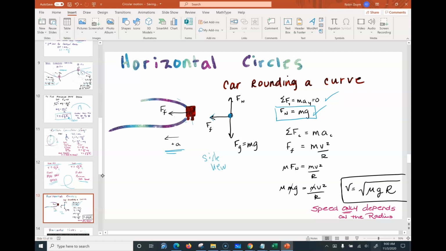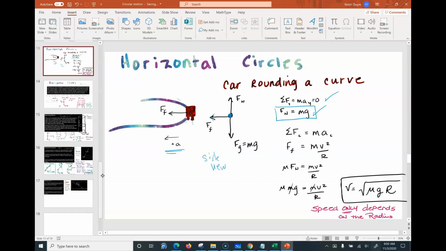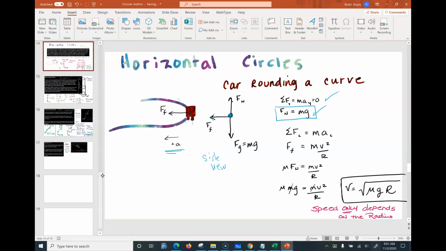And if we solve for v, look what we get for v. It doesn't matter the mass of the vehicle going around that bend. The speed only depends on the radius. So if you have a nice big radius, you can take that curve pretty quickly. If you have a really tight turn, then you better slow down or else you're going to lose control and spin out. Lots and lots of examples. Here's another classic.